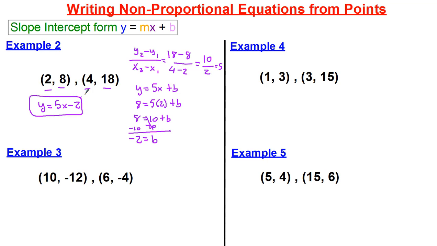Now let's just plug in this point to check. 5 times 4 is 20. 20 minus 2 is 18. Yeah, that definitely works. Okay, try another example.